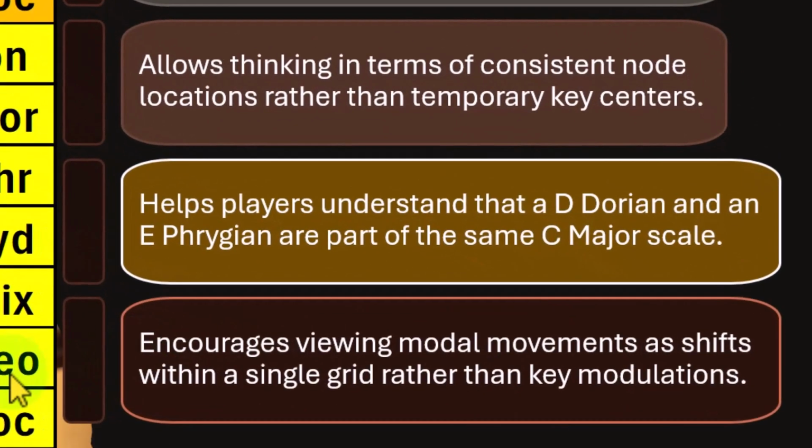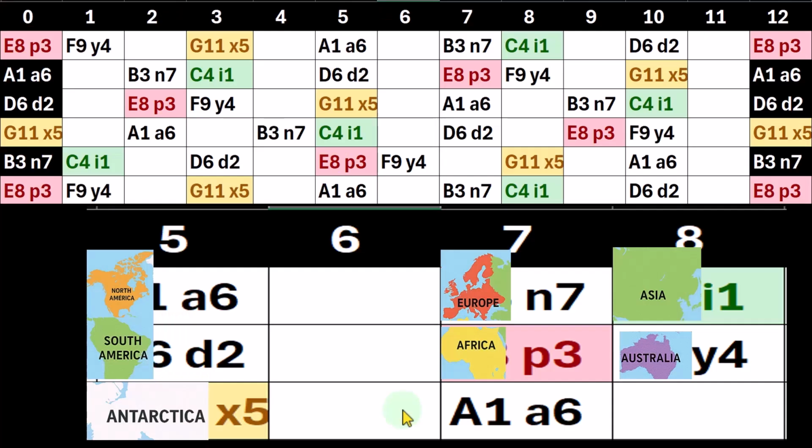Anyway, it encourages viewing modal movements as shifts within a single grid rather than key modulations. So that's going to be a key component, because like I say, if you're playing in the Aeolian here, I don't want to rename the 6 to the 1, right? I want to see it in the same place. And if I go from the 6 to the 2, I want to see that as not going from a minor chord to a minor chord.